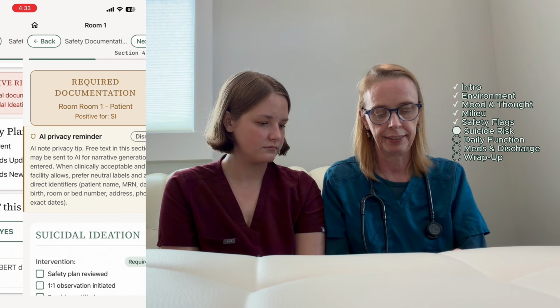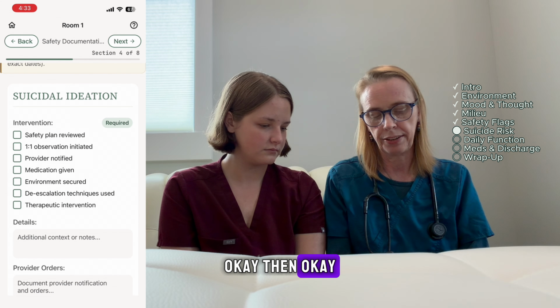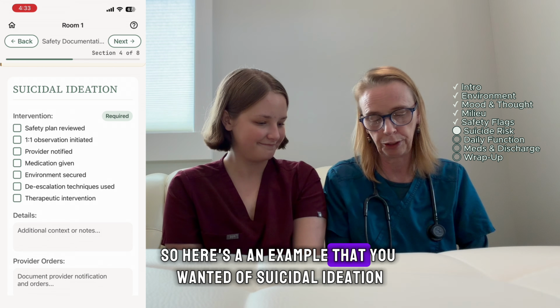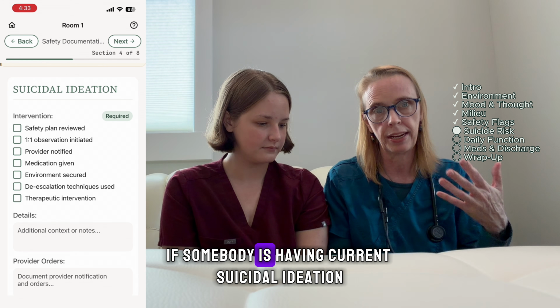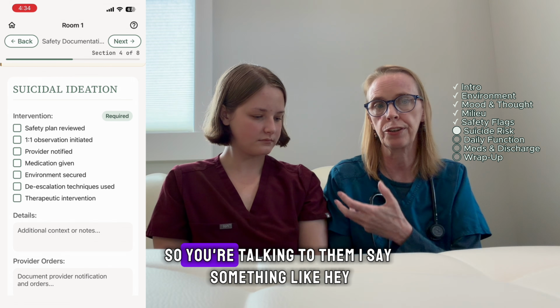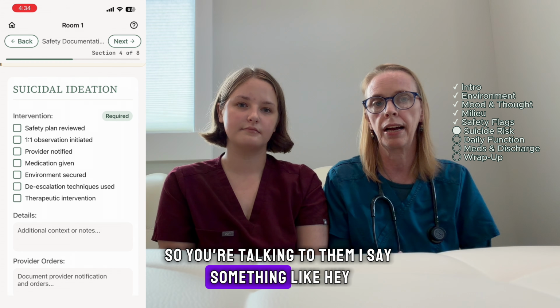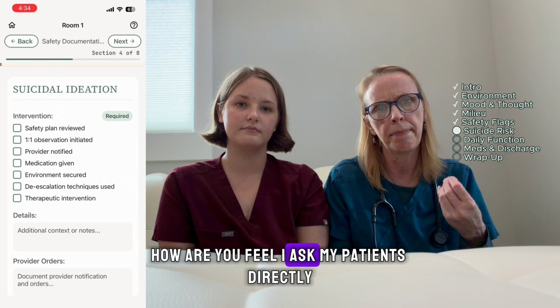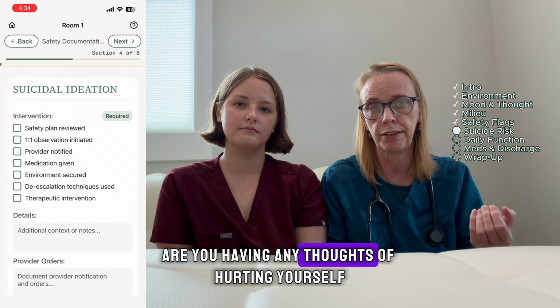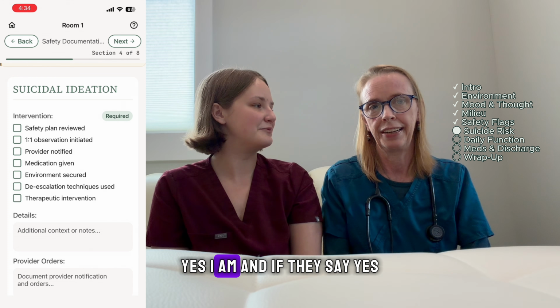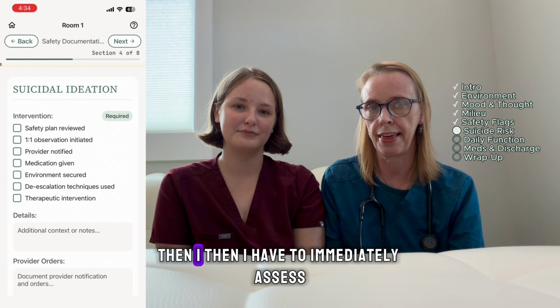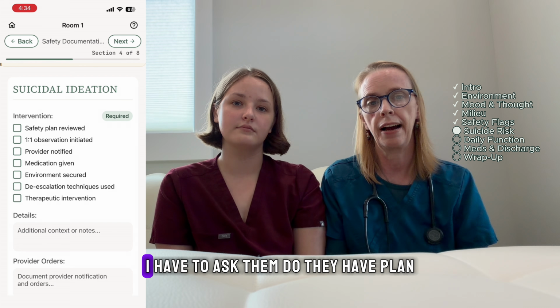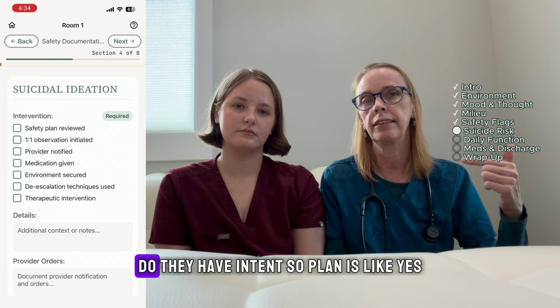Okay. So here's an example that you wanted of suicidal ideation. If somebody is having current suicidal ideation, I say something like, hey, how are you feeling? I ask my patients directly, are you having any thoughts of hurting yourself? Yes, I am. And if they say yes, then I have to immediately assess. I have to ask them, do they have a plan? Do they have intent?